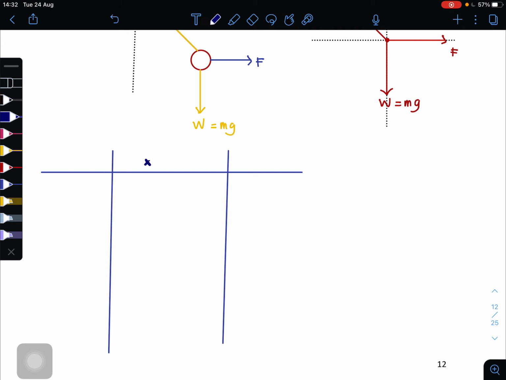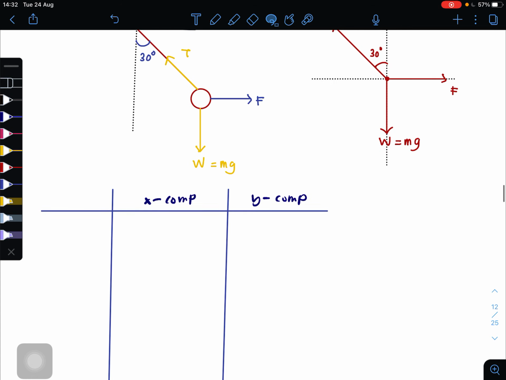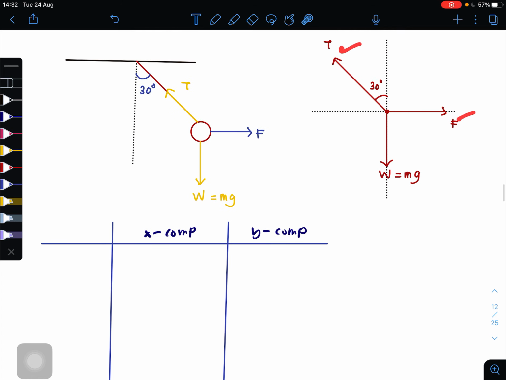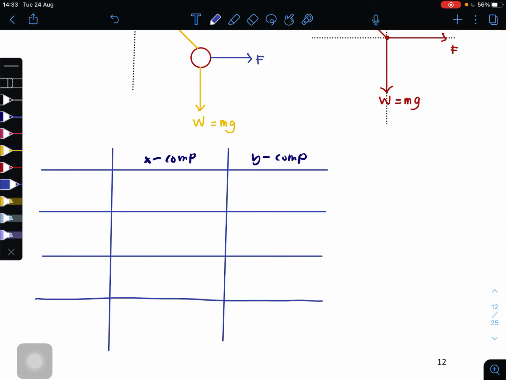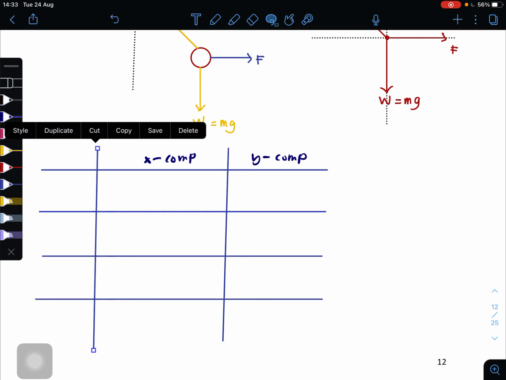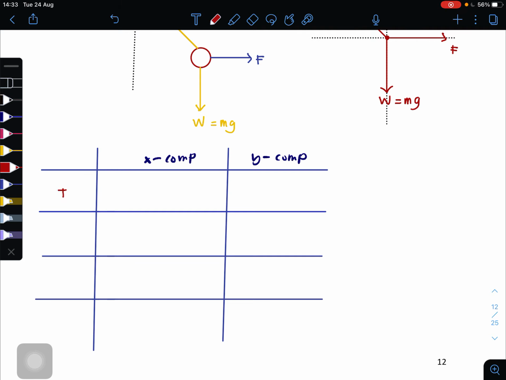So we have X component and then Y component. And then the forces that we have, we have 3: tension, force and weight. So make 3 columns. Okay, and then put in each force that we have, which is tension, force and weight.